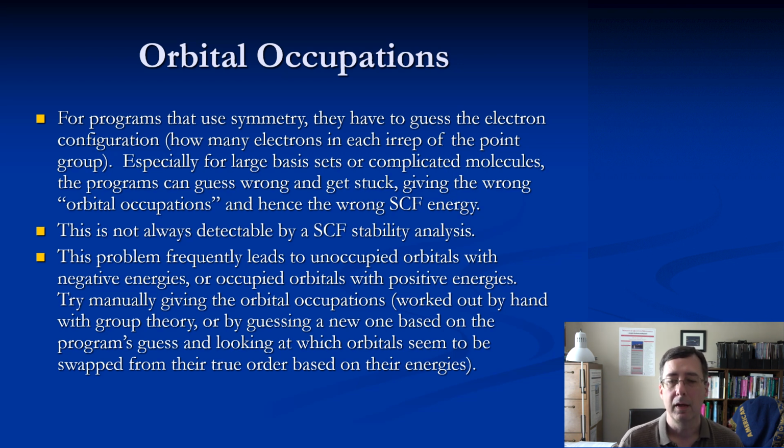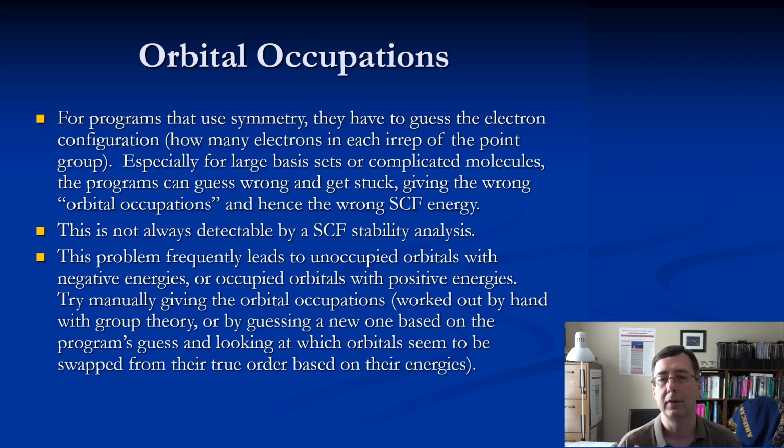If I have high symmetry molecules or big basis sets, sometimes the program will guess something wrong. Like it might think, oh, I've got 2 electrons in A1 and 1 in B1 and 1 in B2 and 1 in A2. And if it guessed that for water, it would be wrong. But then the problem is that the program kind of gets locked in this kind of local minimum and has a hard time finding that there's a lower energy solution where I pop electrons out of one symmetry irrep and put them in another one.